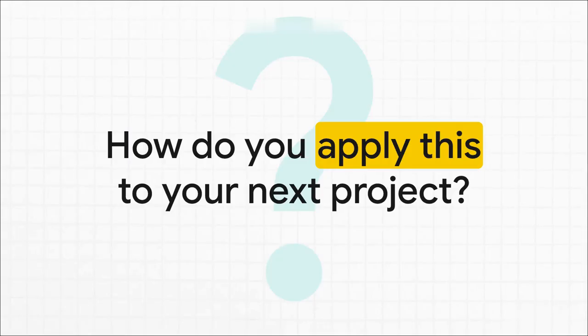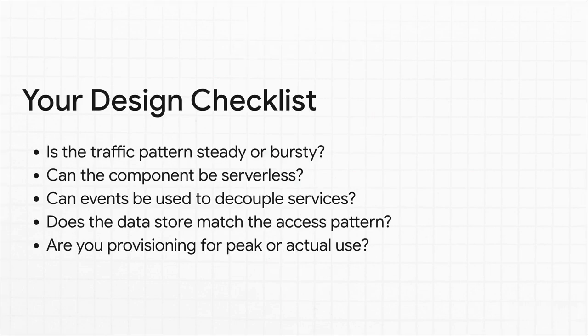Okay, so this is where it all becomes real, right? This is where theory hits the road. How do you make sure that you're starting on the right path and building that efficient blueprint from the very first day? Here it is. This is your design checklist. Before you start building any new component or service, just ask these simple questions. Is the traffic going to be bursty? Then you should be thinking serverless. Are your services all tangled up and tightly coupled? Use events to decouple them. Does your database really match how you're going to access the data? Answering these questions up front is how you bake efficiency into your architecture right from the start.